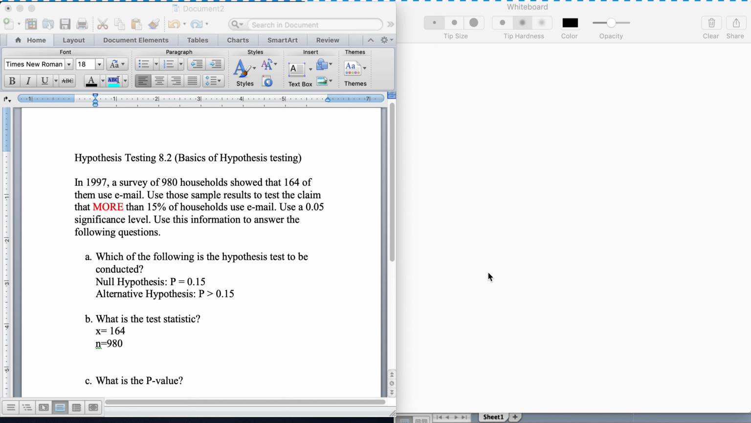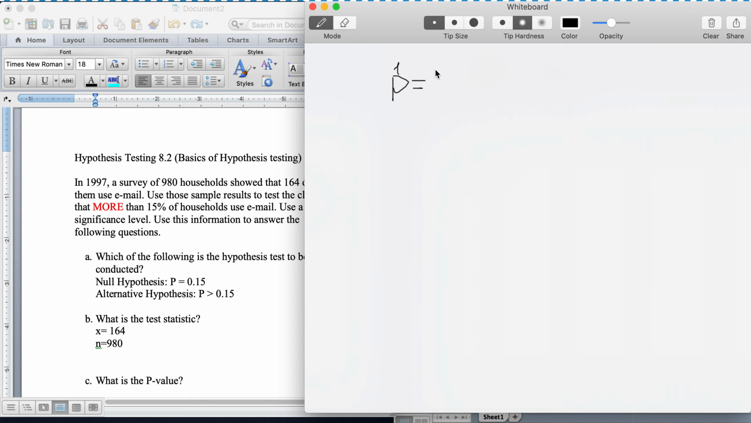So this is the second question: what is the test statistic? To be able to find the test statistic, we're going to be using P hat equals X divided by N. Okay? And to get P hat equals X divided by N, our X is 164 and our N is 980, which I also have on the screen already.